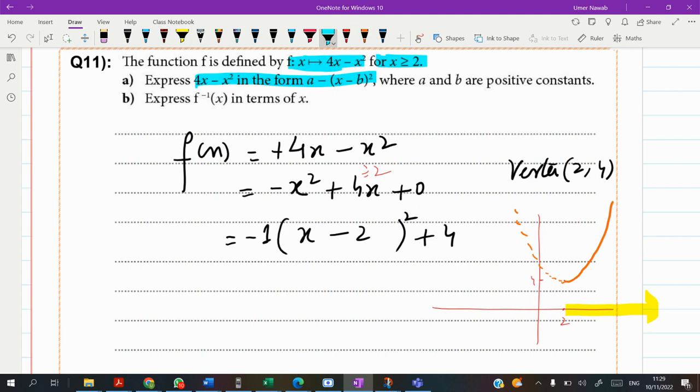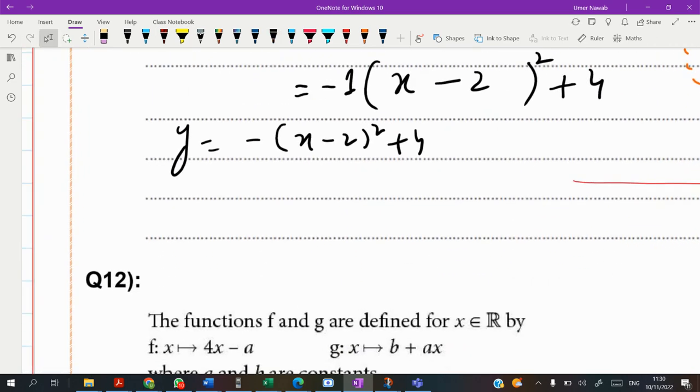And what is my range here? My range is from 4 onwards. Did he ask for the range? No, he didn't say. But the horizontal line test passes, it doesn't cut more than 1 time. So f inverse exists. Can I find f inverse? Let y equal minus (x minus 2) whole squared plus 4. Let me try to make x the subject.